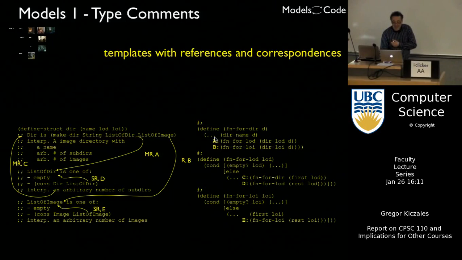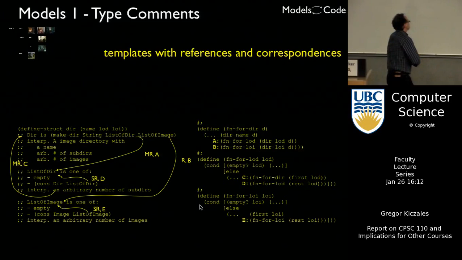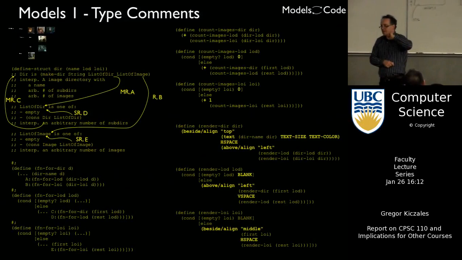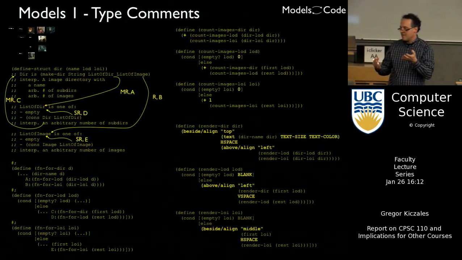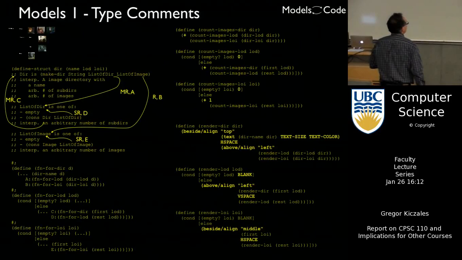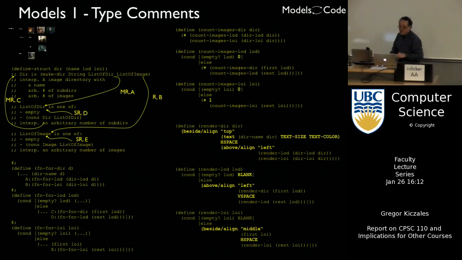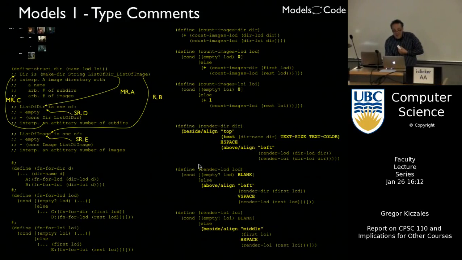Now watch. Once they have the template, what they know is that the template is a traversal of the arbitrary arity tree. It's just missing what you should do. And so any function that operates on this data, I know this is getting small. Any function that operates on this data, so here's a function here, a set of functions that's going to count how many images there are. And here's a set of functions that's going to render them.